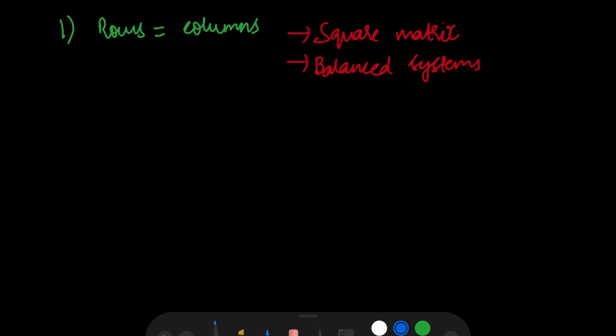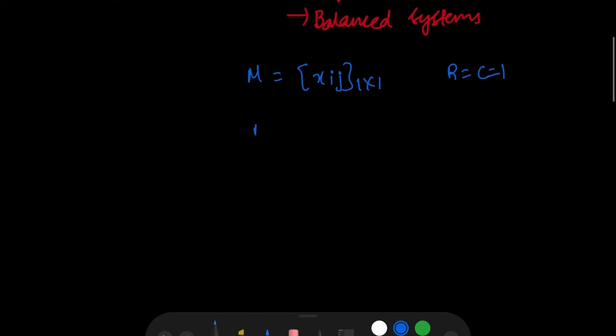Now let us make different matrices. The first one is a 1 cross 1 matrix, that is M is equal to x of ij, 1 cross 1. Here the number of rows is equal to the number of columns, which is equal to 1. So the matrix M will be equal to x of 1 comma 1. So this is a square matrix where the number of rows and columns are equal to 1.